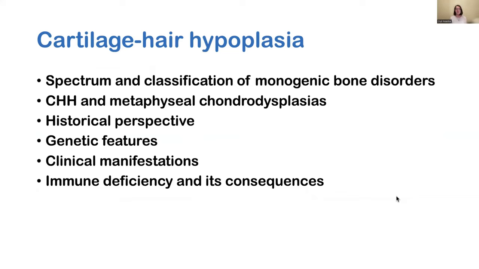So I will be speaking about my favorite topic, cartilage-hair hypoplasia. First, I'll briefly discuss the spectrum and classification of monogenic bone disorders, and then how cartilage-hair hypoplasia fits into this classification. Some thoughts about the history of cartilage-hair hypoplasia, and then I'll be focusing on genetic features, clinical manifestations, and immune deficiency and its consequences.